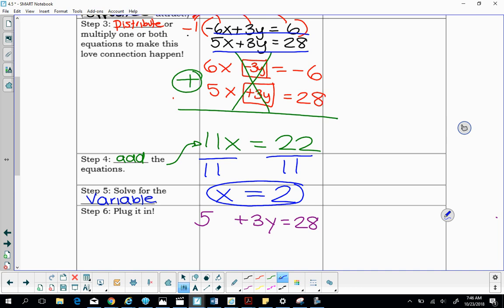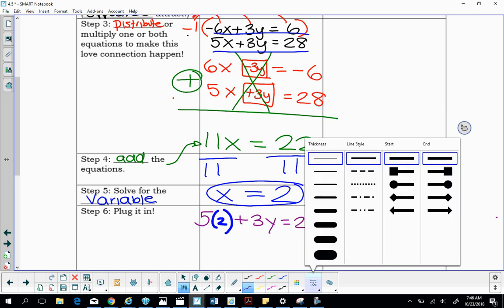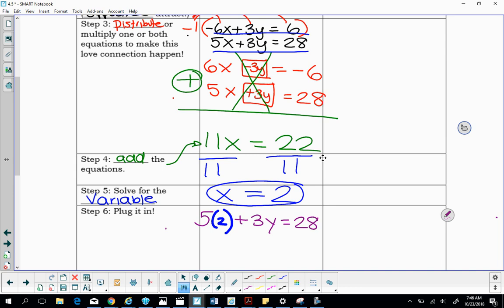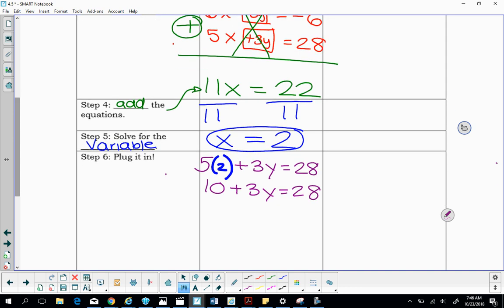And for x, I got 2. Then you're just going to solve. What is 5 times 2? 10. So I get 10 plus 3y equals 28. Then, how do I get the constant to the other side? This 10, because it's positive. Beautiful. And you would get 3y equals 18.